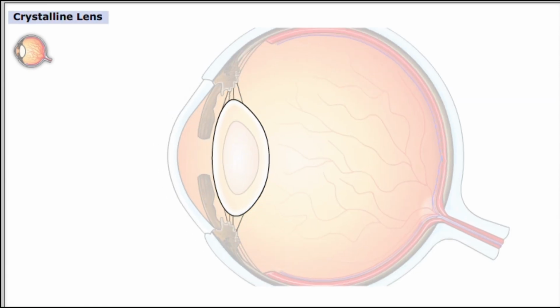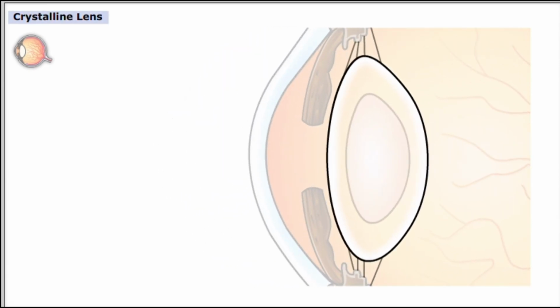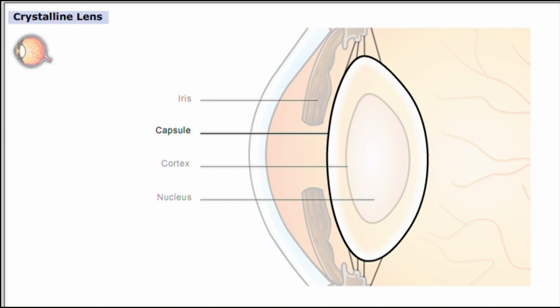Crystalline lens. This transparent structure is called the crystalline lens. The crystalline lens, situated immediately behind the iris, is unequally biconvex. The crystalline lens provides the other one-third of the refractive power of the eye. At the core of the lens is the nucleus, which is surrounded by the lens cortex. The lens capsule is an envelope in which the crystalline lens is suspended.